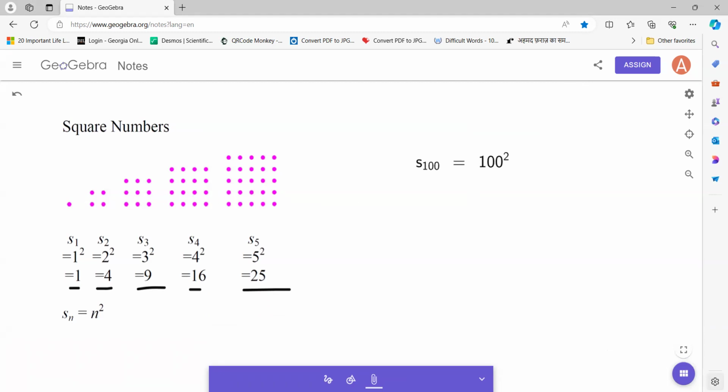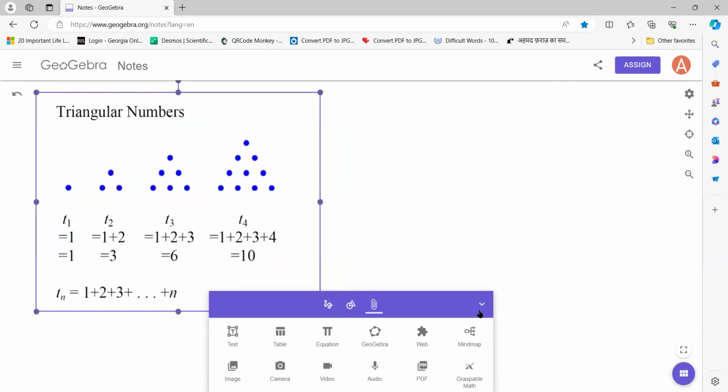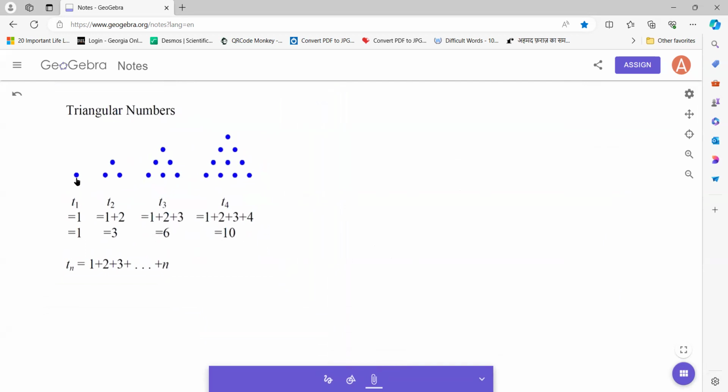How about triangular numbers? Well, they're kind of similar to square numbers. Now, when it comes to triangular numbers, if you use a dot to represent 1, then 1 is the first triangular number. 1 plus 2 looks like a triangle, is the second triangular number, which is 3. 1 plus 2 plus 3, which is 6, is the third triangular number, T subscript 3. T subscript 4, or the fourth triangular number, is 1 plus 2 plus 3 plus 4, which turns out to be 10. Now, T subscript N is 1 plus 2 plus 3 plus dot, dot, dot, all the way up to N.